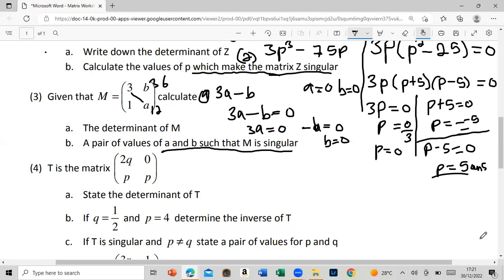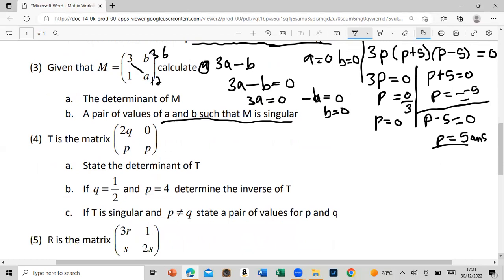All right, let's look at number 4. What does number 4 have to offer us? How do you guys want to do this one? All right, let's go.